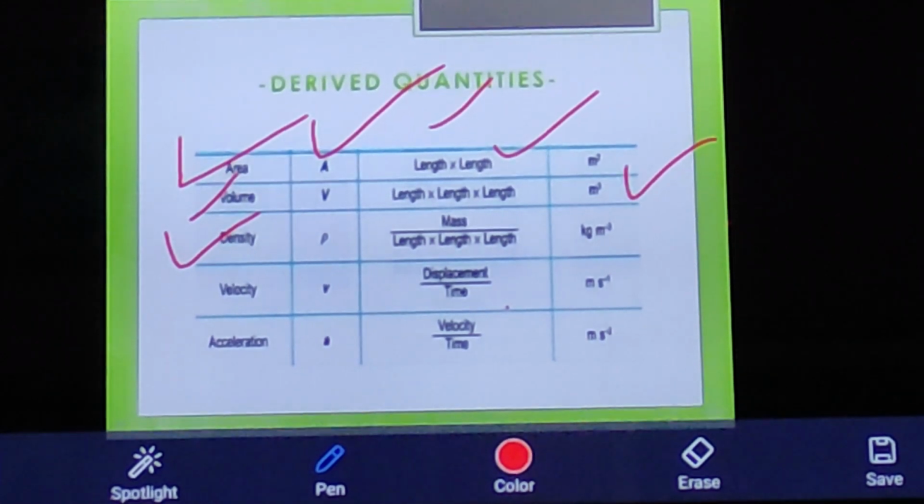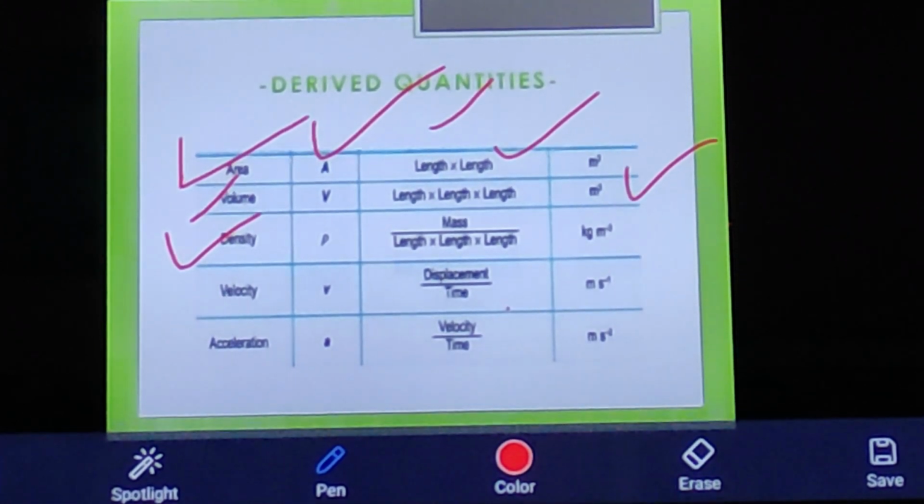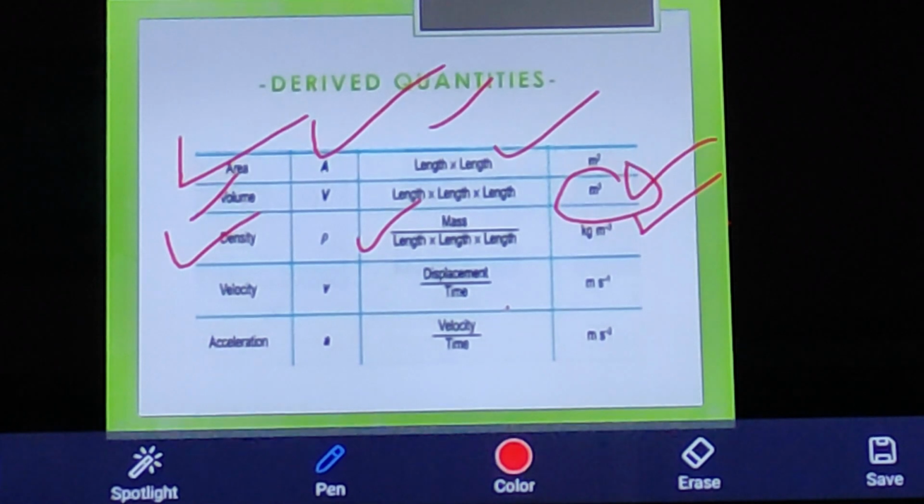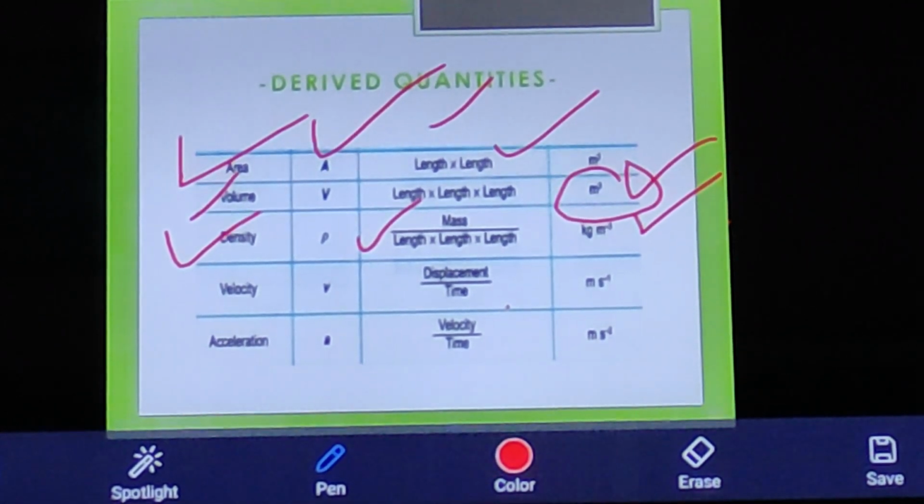Say again, next one is the density. Density equals mass by length into length into length, that is mass by volume, so m by v. Mass is measured with the SI unit kilograms, that is kg, and length into length into length is the volume. The SI unit of volume is meter cube. So kg per meter cube. By using this we can find out the density in this case.